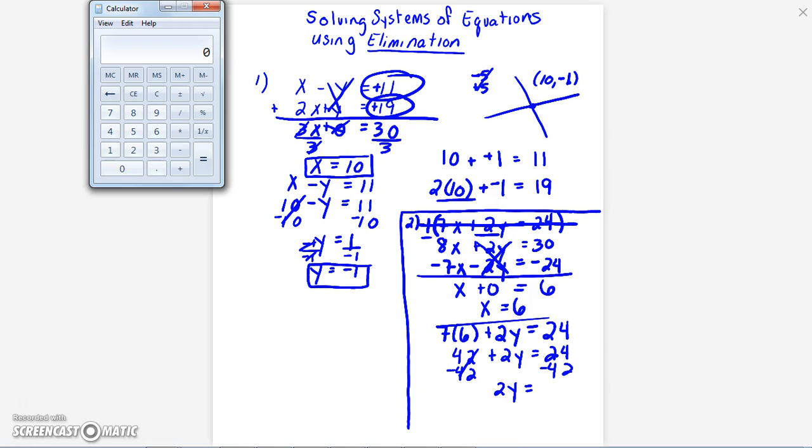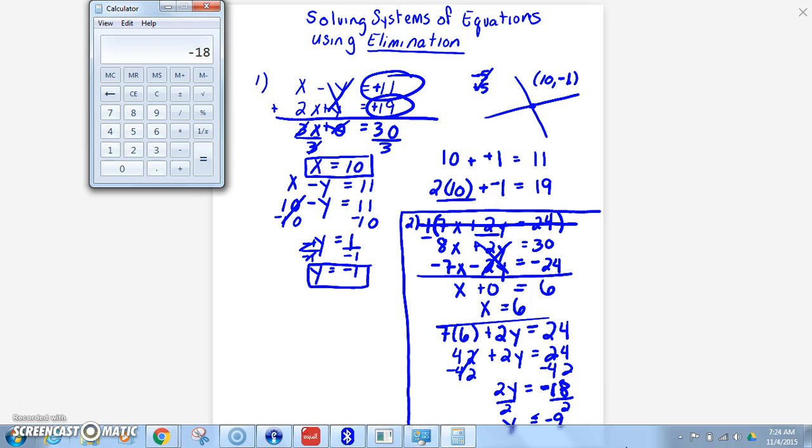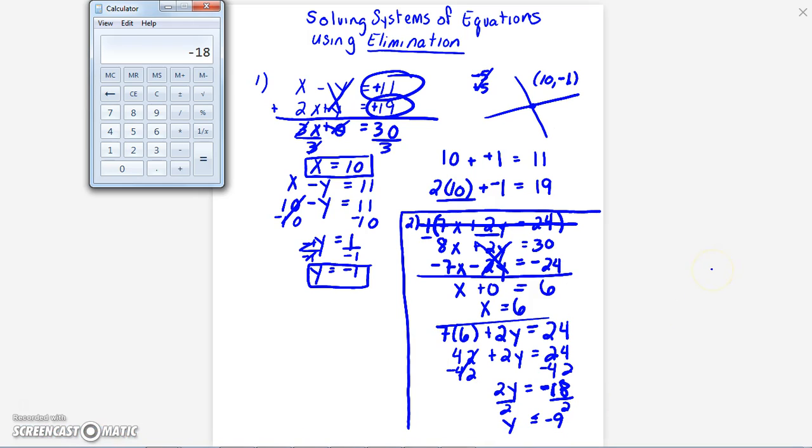Let's see, 24 minus 42 is -18. Divide both sides by 2. And y equals -9. So I have -9 is my y and 6 is my x.